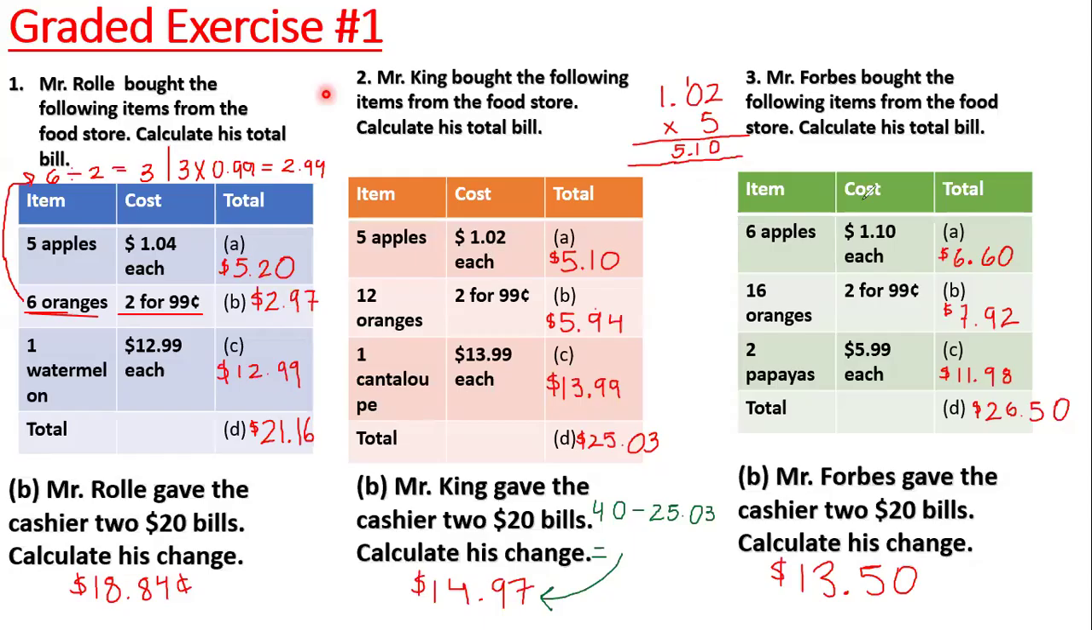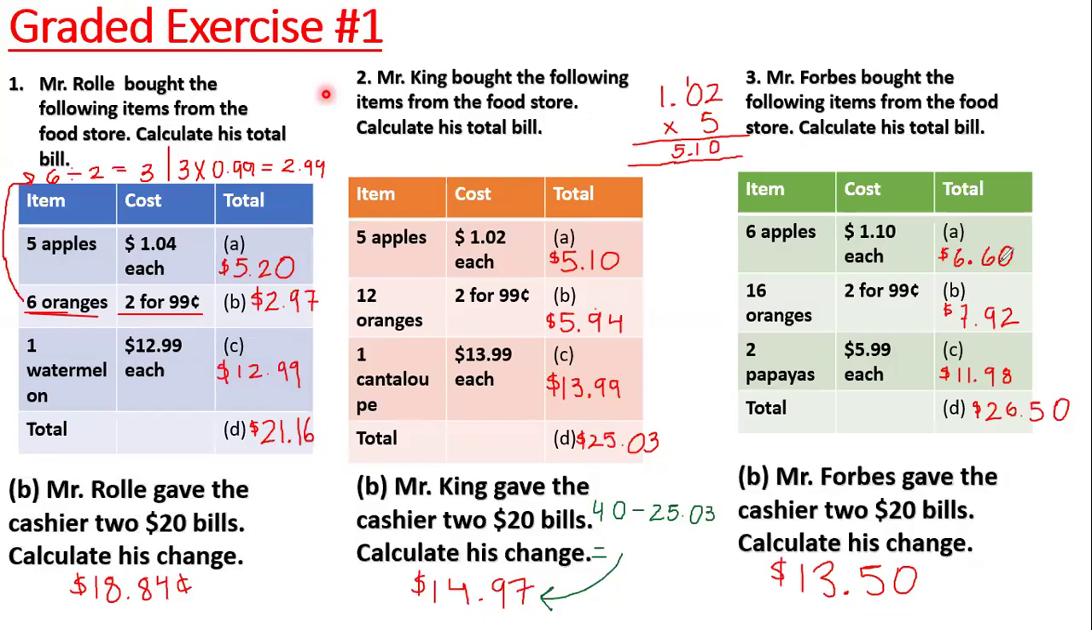Go ahead. Explain how we got our answers for number 3. Read the question. Yes. Mr. Forbes bought the following items from the food store. Calculate his total bill. 6 apples cost $1.10 each. 6 times $1.10 equals $6.60. So the first thing we're gonna do, we're gonna multiply 6 times $1.10, right? Yes, sir. And that's what gives you the $6.60. Continue.